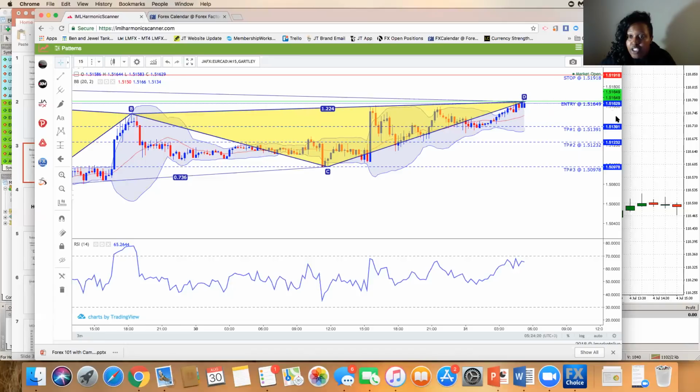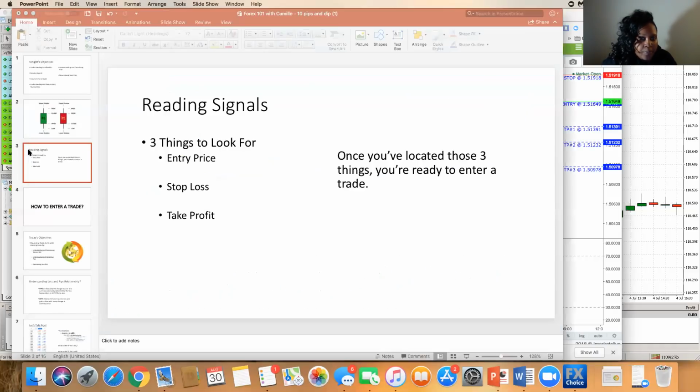But the entry point gives you your stop loss and it gives you your take profits. So remember, you have take profits 1, 2, and 3. It's totally up to you which one you choose. Most of the time I would go with 2, but now, using the Bollinger Bands, I pick my take profit based on how the Bollinger Bands are structured within the price action. So yeah, that's that part.